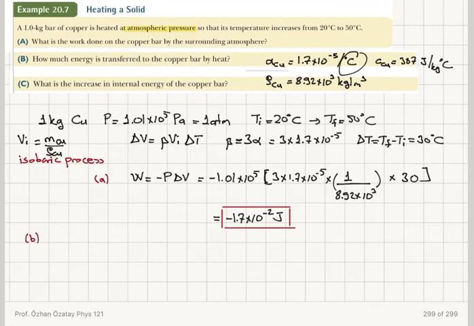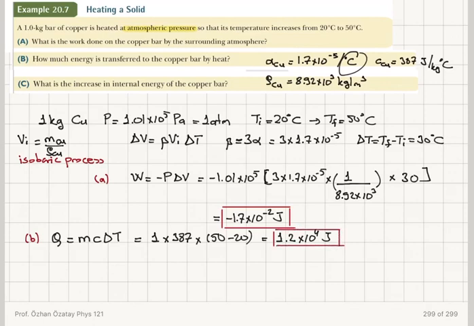Part B, how much energy is transferred to the copper bar by heat? Well, there is no phase change here, so the heat added is equal to mc delta T. The mass of copper is 1 kilogram. The specific heat of copper is 387 joules per kilogram per degree Celsius. The change in temperature is from 20 to 50, 30. So this will be 1.2 × 10^4 joules of heat added to copper.